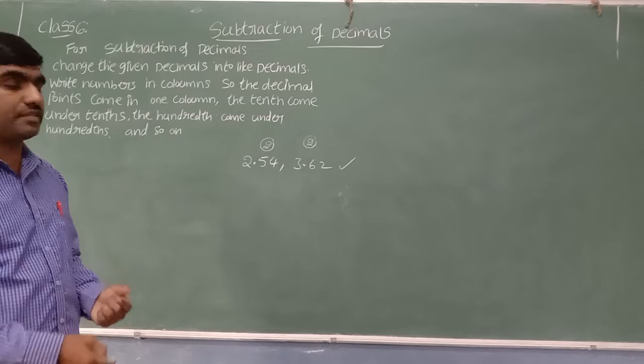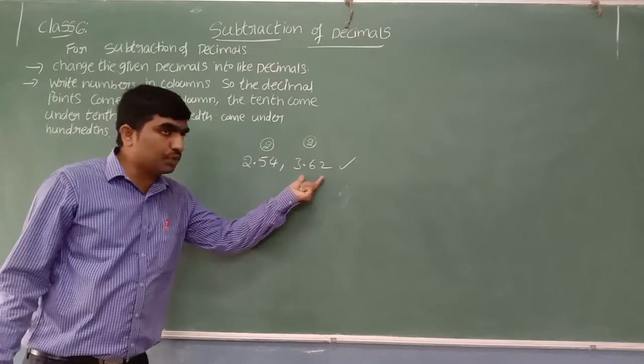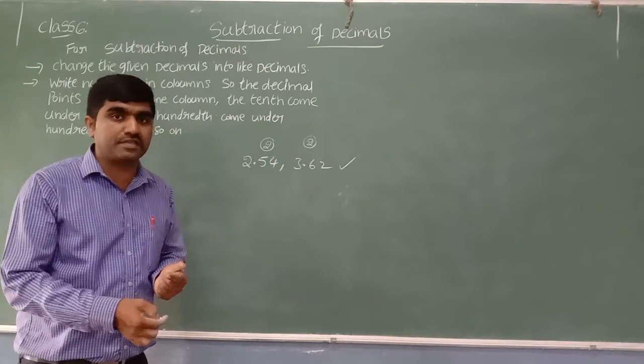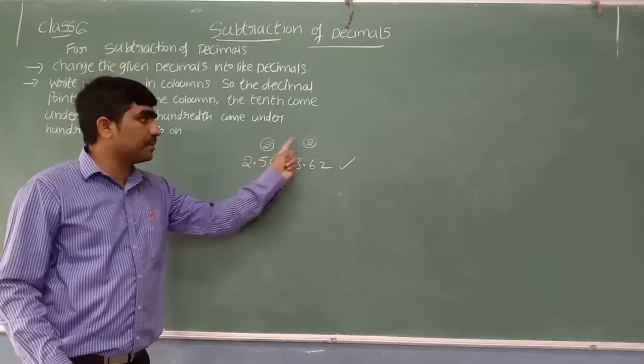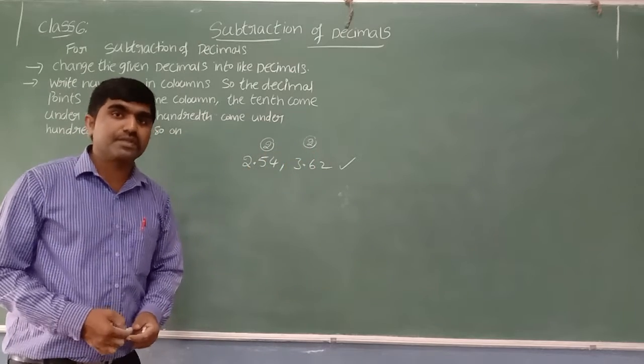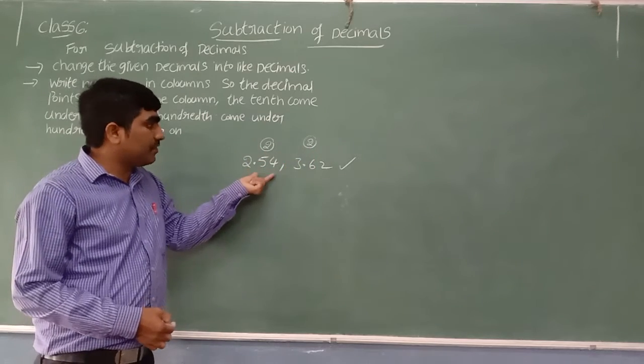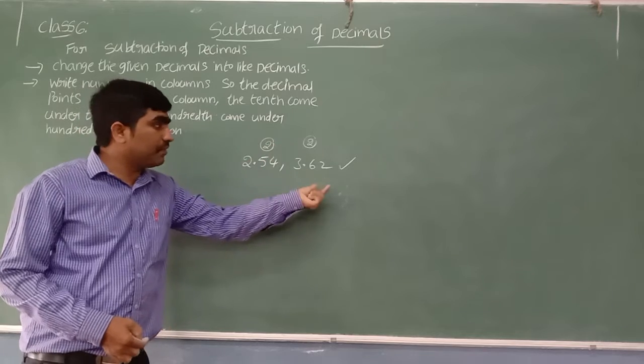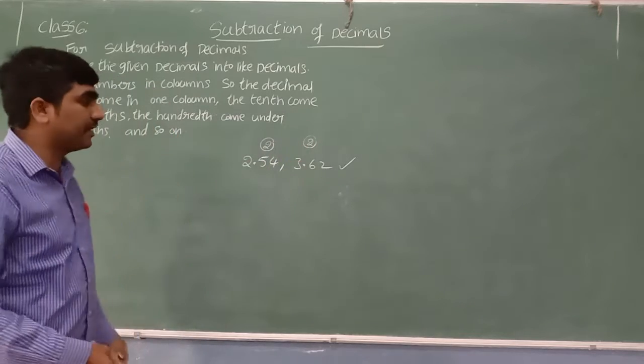Like decimals are nothing but two or more decimals that have the same number of decimal places. Here the number of decimal places is 2, and here the number of decimal places is 2. So both are called like decimals.